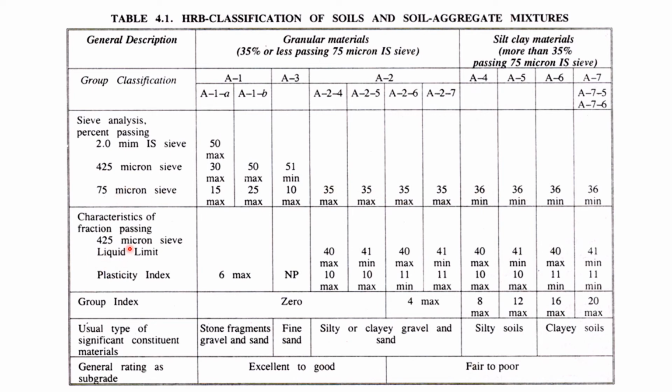The second thing we look at is the characteristics of the fraction passing the 425 micron sieve. You know that whenever we determine the liquid limit or plastic limit, we use the sample sieved through the 425 micron sieve. Liquid limit minus plastic limit is equal to the plasticity index. So it says that if the plasticity index is 6, that comes under A1, maybe A1A or A1B, which depends upon the other points also. So 6 maximum, but in this category non-plastic.